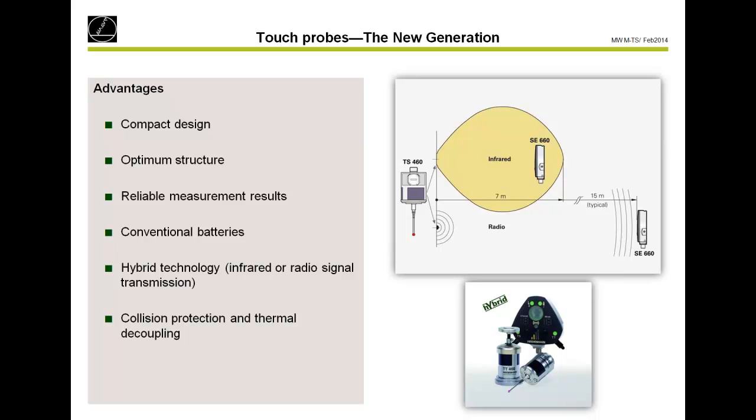So for bigger machines, or machines where the touch probe system is behind the workpiece, it's better to use the radio signal. You can easily switch it at the SE66 here, and then you can switch between radio and hybrid.